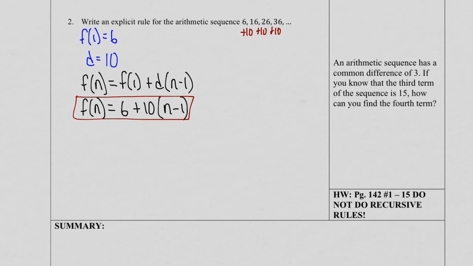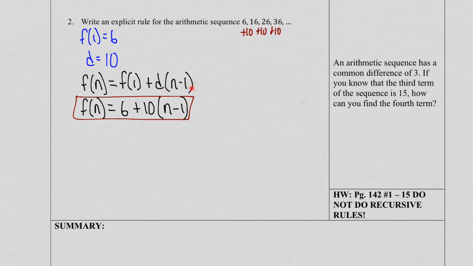Okay, here is the correct answer for number 2. Get an explicit rule for the arithmetic sequence 6, 16, 26, 36. First thing you always do is find f of 1 and d. F of 1, the first term, is 6. D, the common difference, is 10. So it's going up by 10, by 10, by 10.